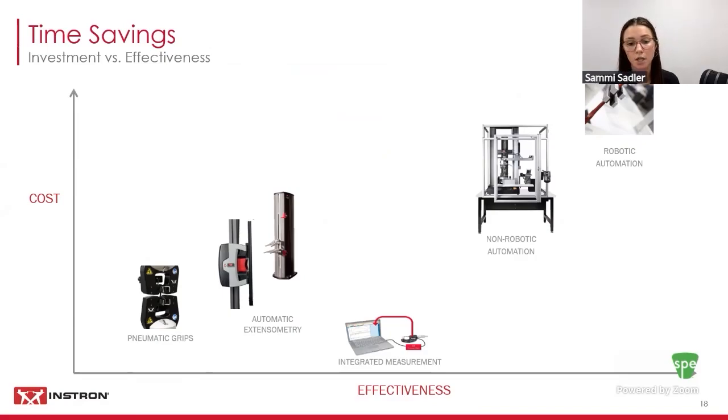So those of you running larger operations, such as testing 80 to 100 specimens a day, a non-robotic automated system is a great solution. And then for those of you running 24/7, a fully automated system will greatly benefit the efficiency of your test time.